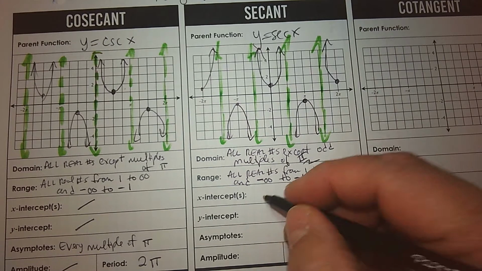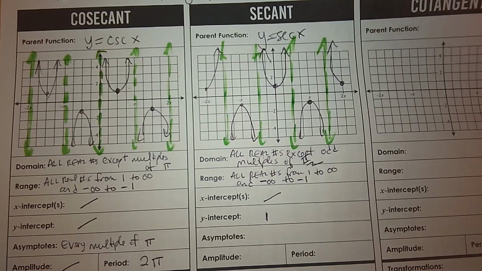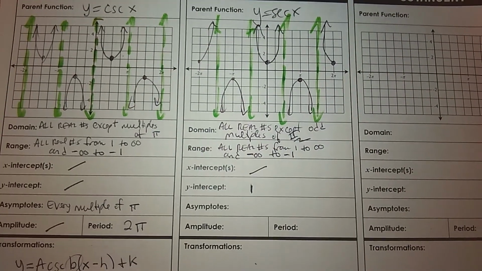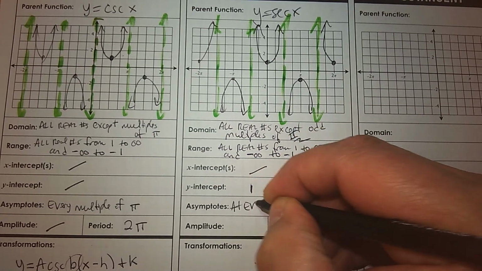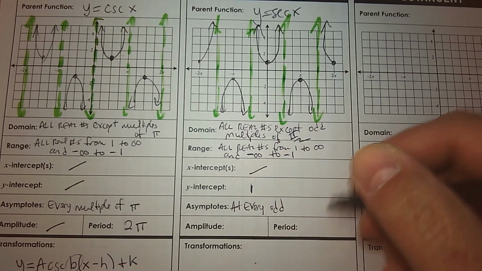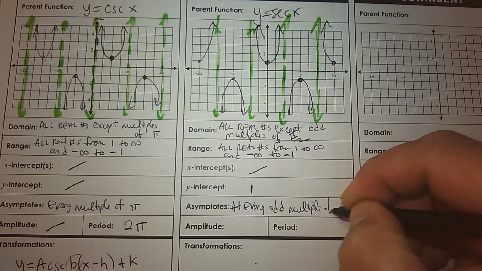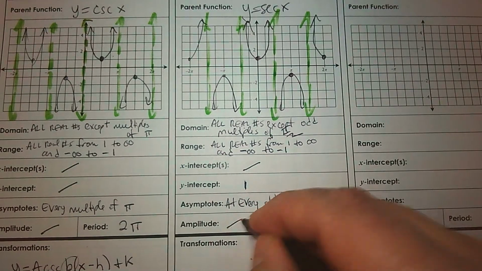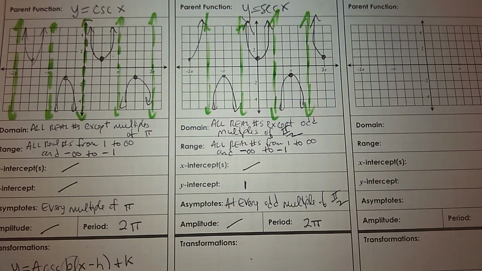X-intercept, none. But there is a y-intercept at positive 1. So it just crosses the y-axis. But it doesn't touch the x. We have asymptotes at every odd multiple of pi over 2. There is no amplitude because it's not a wave. And how long does it take to complete a cycle? It takes 2 pi, 1 full circle.